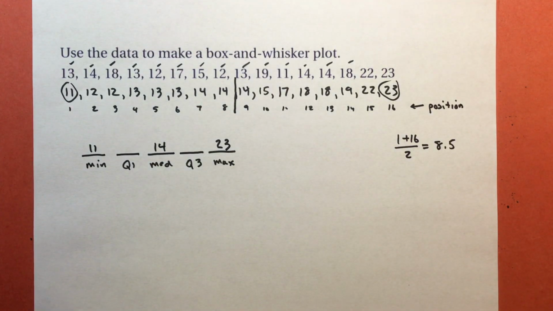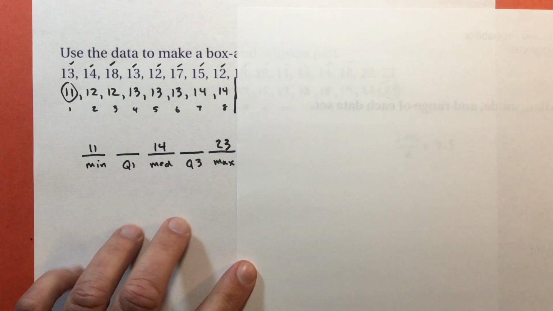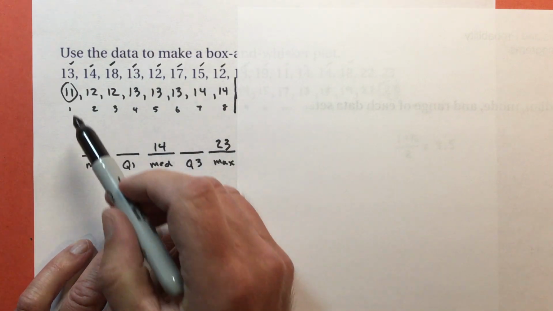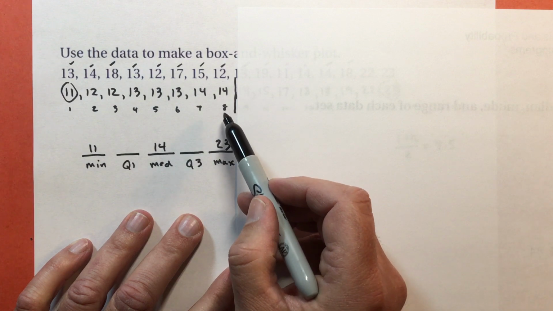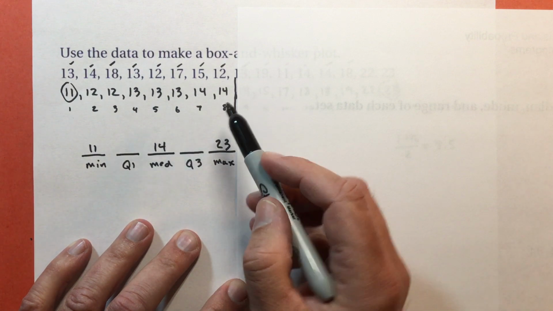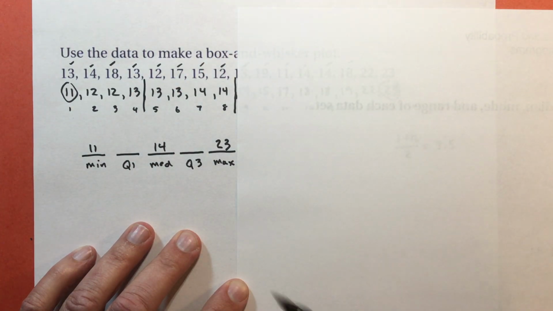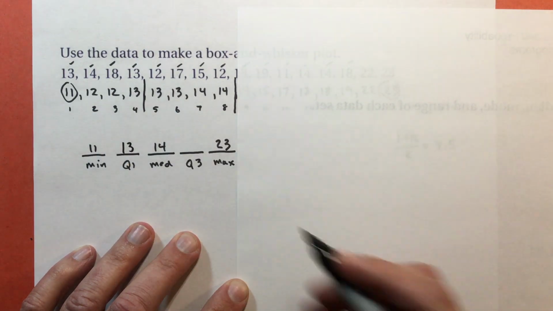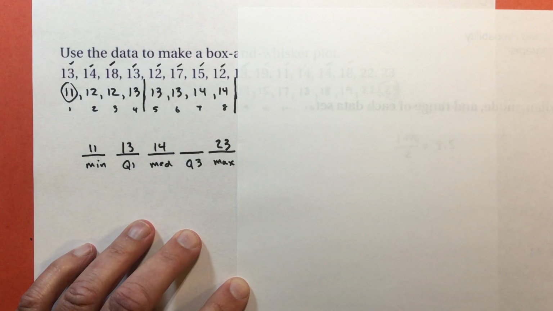Now, for the first quartile, I'm going to cover up the bigger half of the numbers. So what number is in the middle here? So again, 1 plus 8, I'll write it down once I move the paper. 1 plus 8 is 9, and half of 9 is 4.5. So it's going to be between the 4th and 5th number. Just like last time, these are both the same. So now my first quartile is 13, or 13 plus 13 is 26. 26 divided by 2 is still 13.